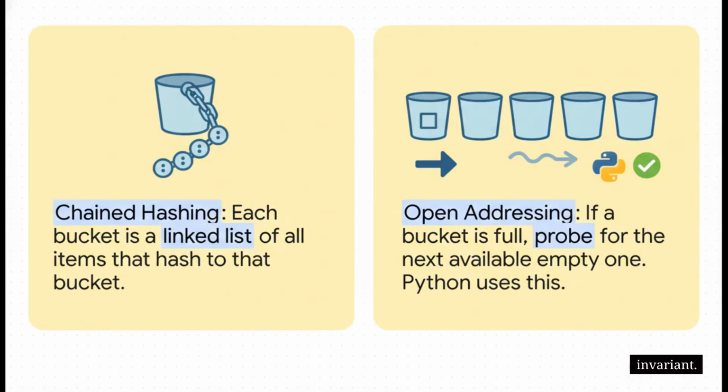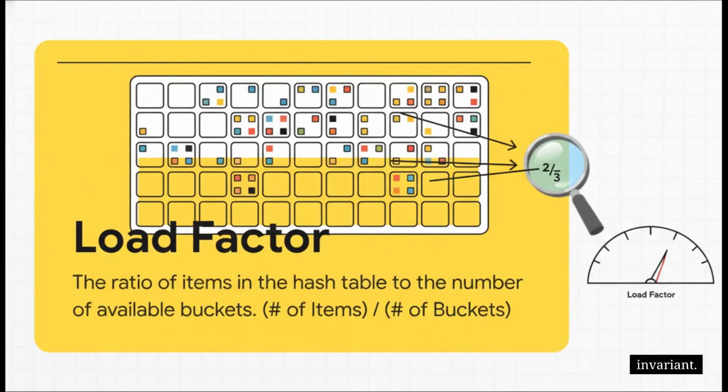Now, there are a couple of ways to handle this. One is called chained hashing, where each drawer in our cabinet just becomes a little list of all the files that belong there. The other way is called open addressing, and this one's simple. If the drawer is full, you just look for the next empty one down the line. That process of looking for an empty spot is called probing, and that's the one Python uses. Remember that.